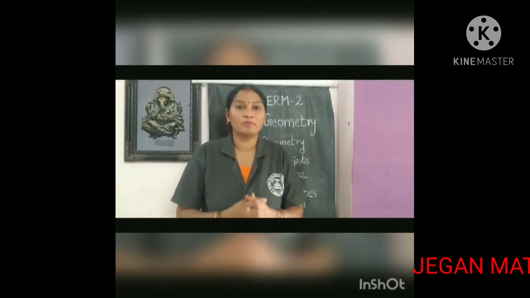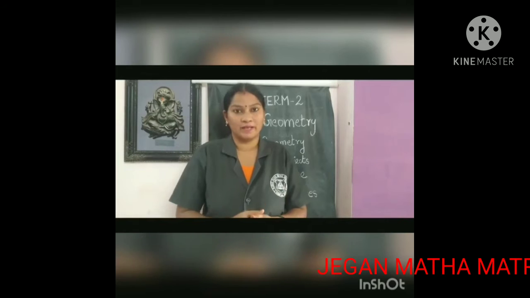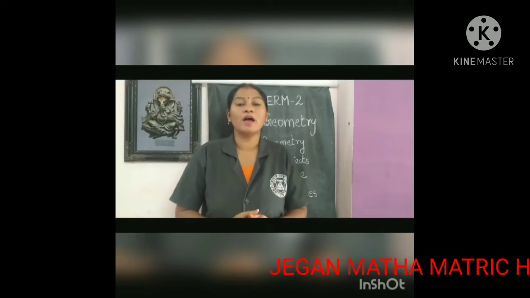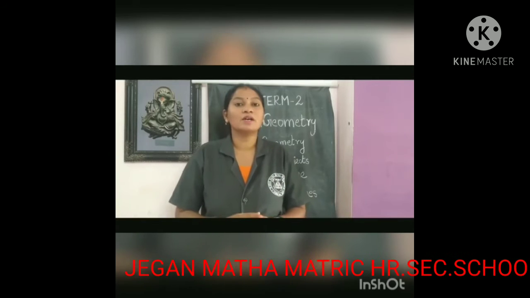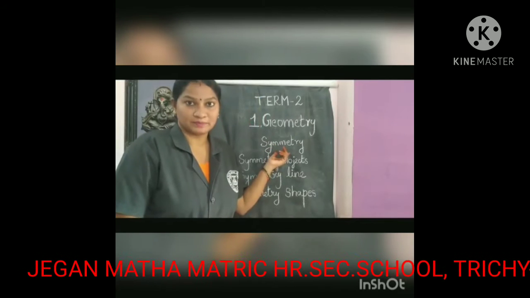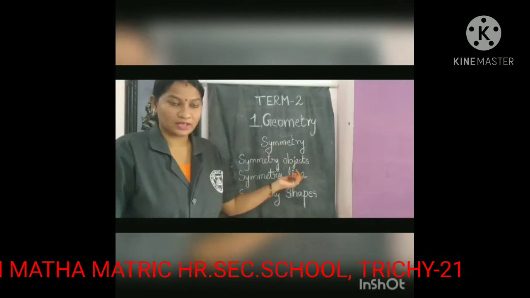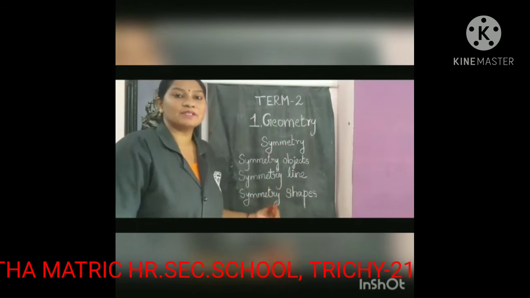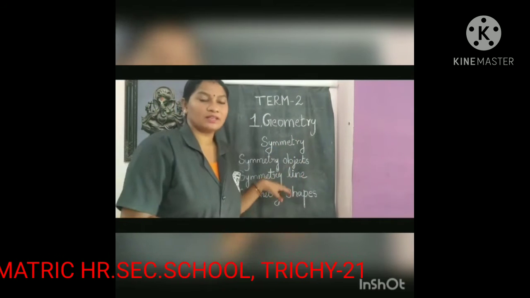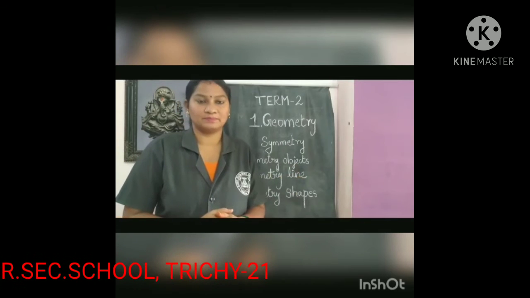This is class 4 mathematics and today you are going to learn about a new topic. This is term 2, unit 1, geometry. In the previous class, you learned some 2D shapes and 3D shapes. In this class, you are going to learn about symmetry: symmetric objects, symmetric lines and symmetric shapes. So come, let's start the class.